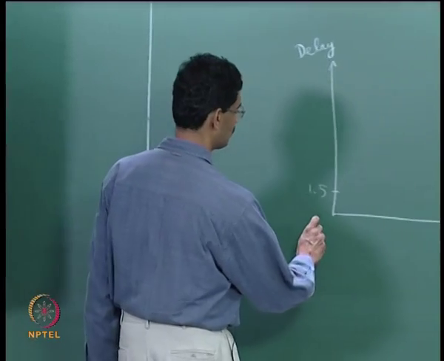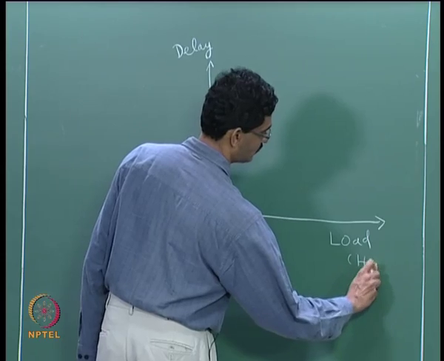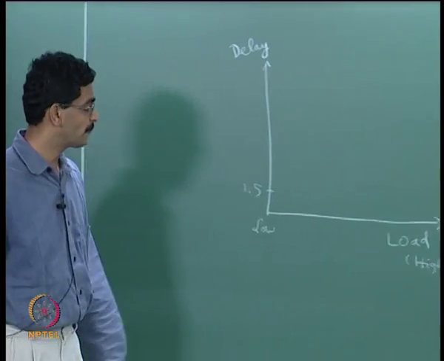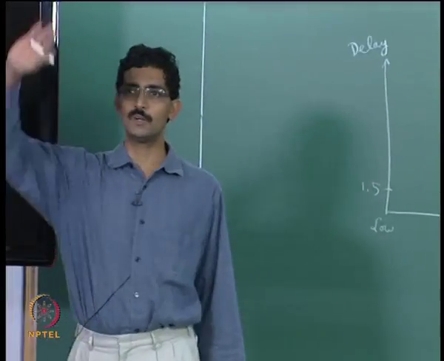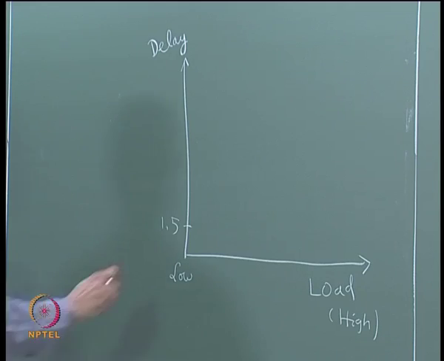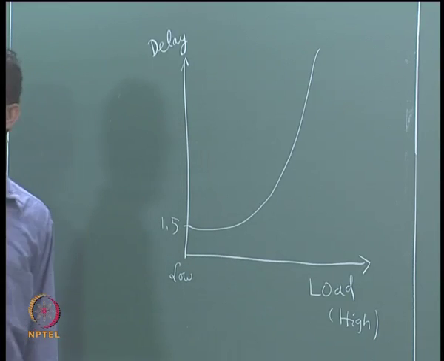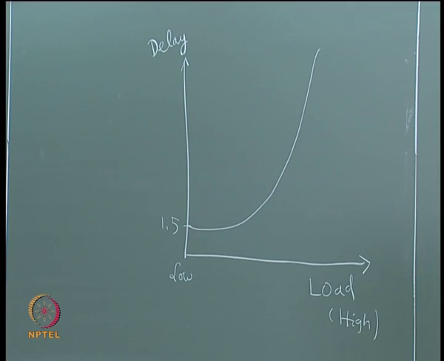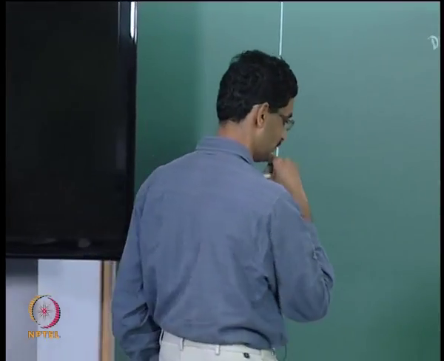So this is very low load, and it goes on to very high load on this axis. For slotted Aloha I will start off with 1.5, then as I increase the load, the delay will keep on increasing. Well, it will not actually stabilize, it will just keep going forever, because as collisions increase and retransmissions kick in, you are always colliding and retransmitting, nobody ever gets through, and therefore your delay just keeps on escalating. This is the access delay itself.